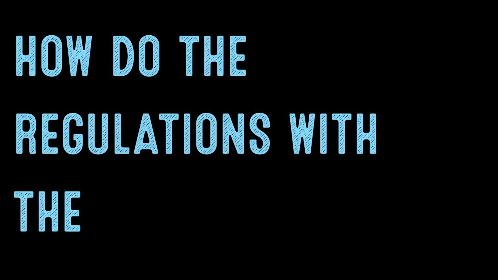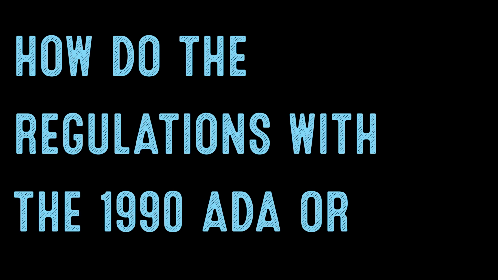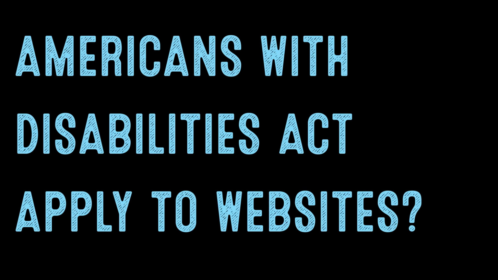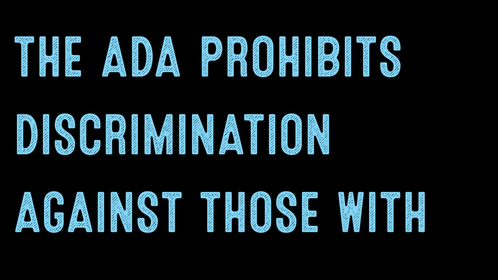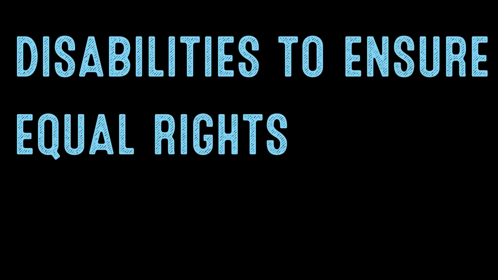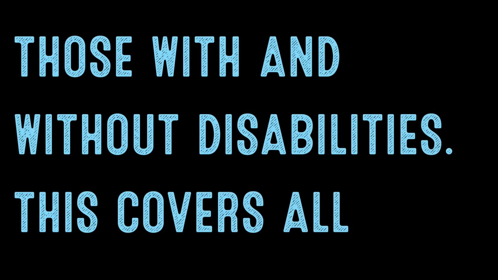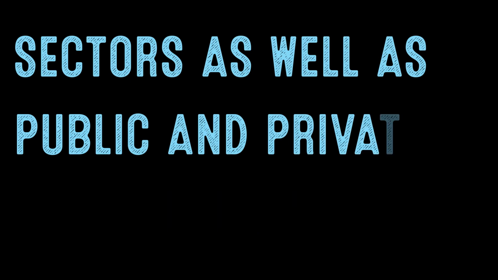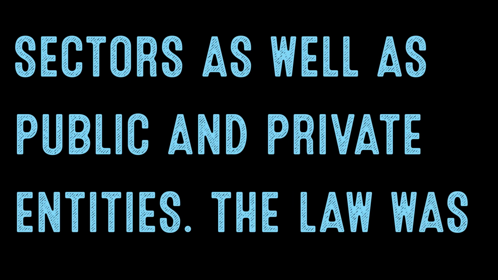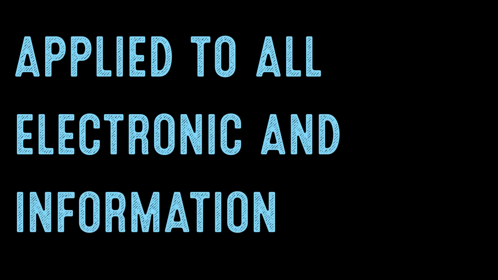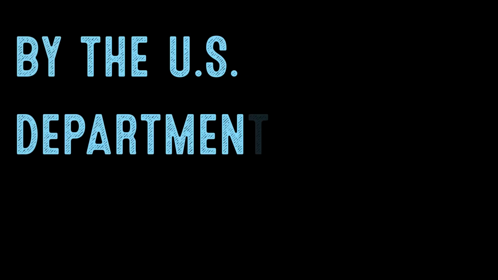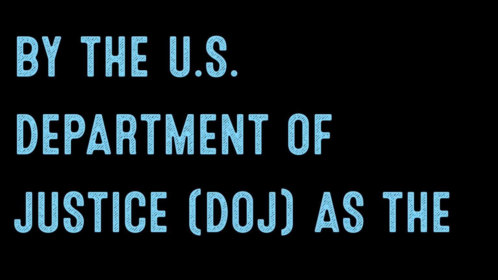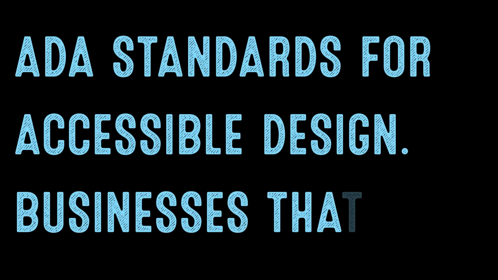How do the regulations with the 1990 ADA or Americans with Disabilities Act apply to websites? The ADA prohibits discrimination against those with disabilities to ensure equal rights and opportunities for those with and without disabilities. This covers all sectors as well as public and private entities. The law was applied to all electronic and information technology, including websites, in 2010 by the U.S. Department of Justice, DOJ, as the ADA Standards for Accessible Design.